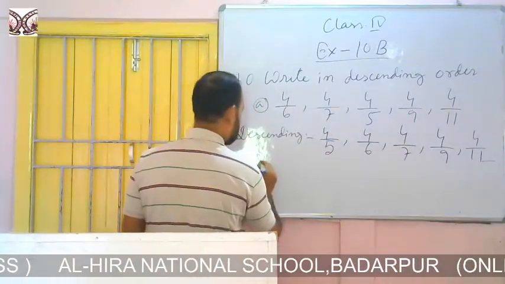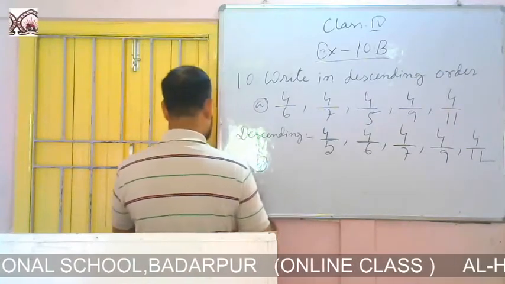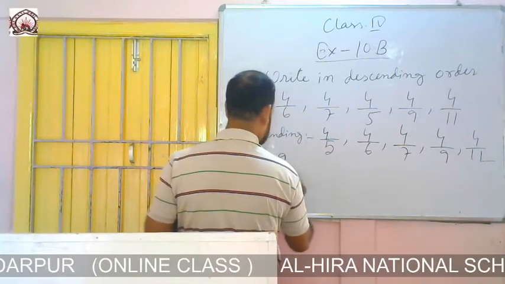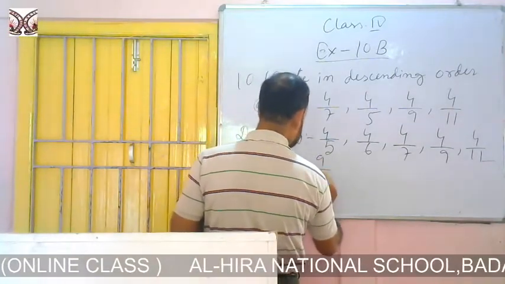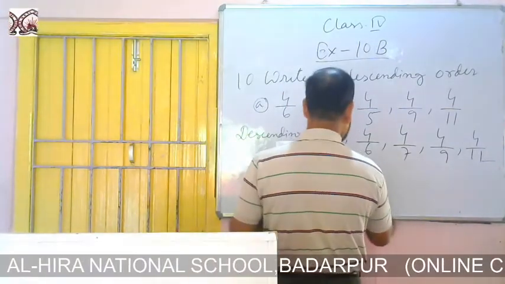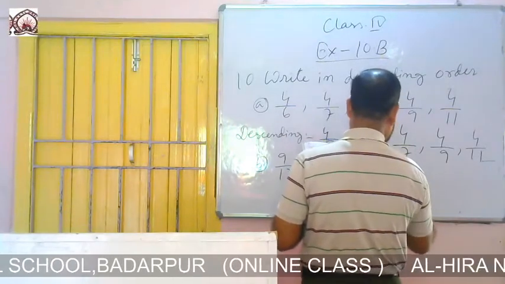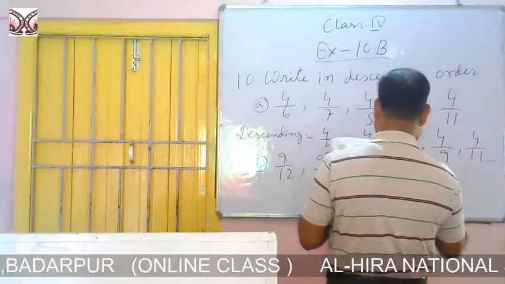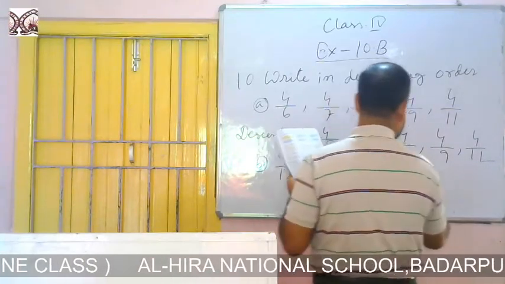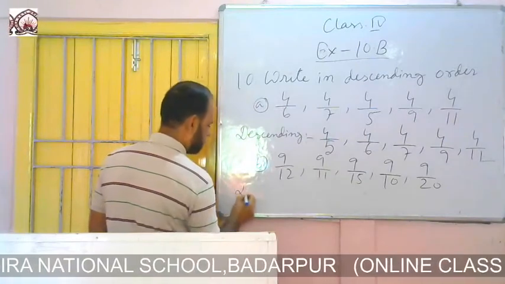Next question number B: 9 by 12, 9 by 11, 9 by 15, 9 by 10, 9 by 20. So we write in descending order.